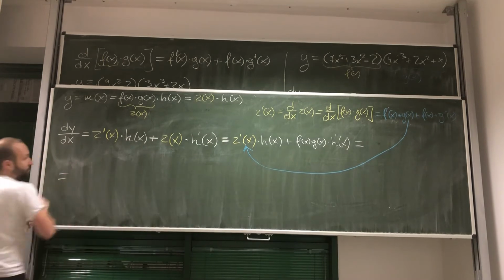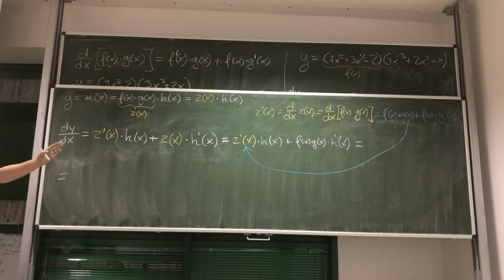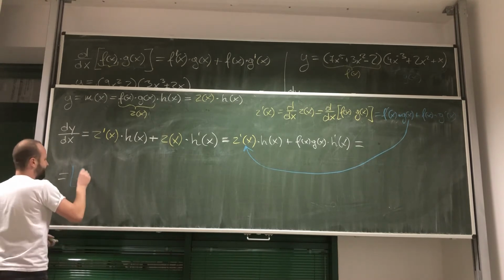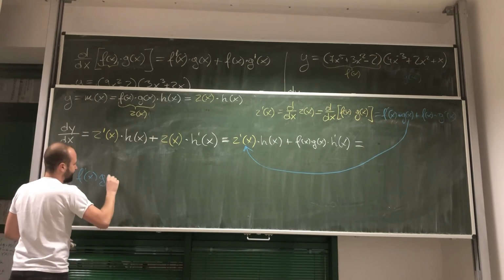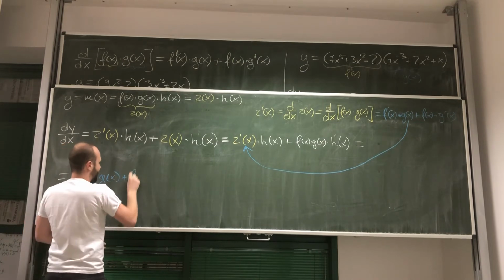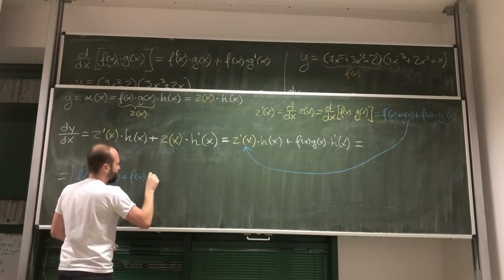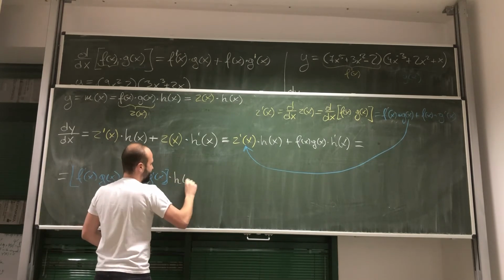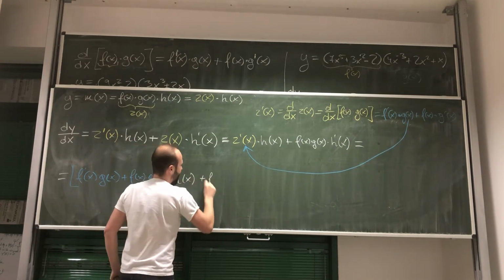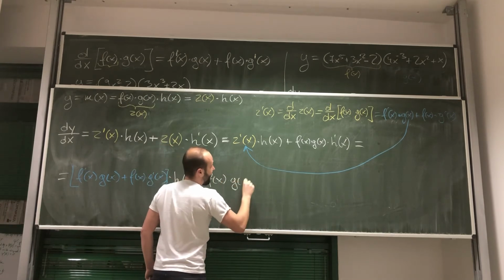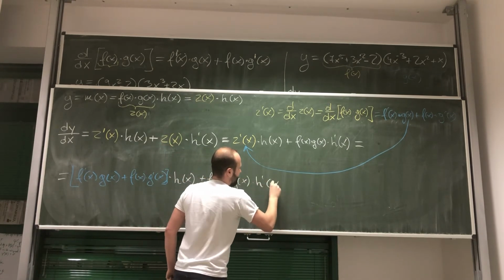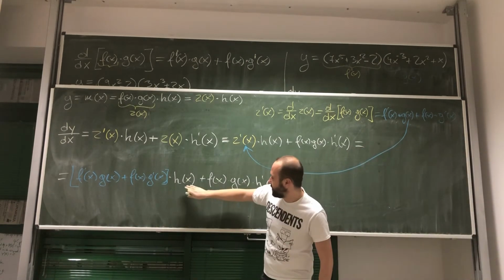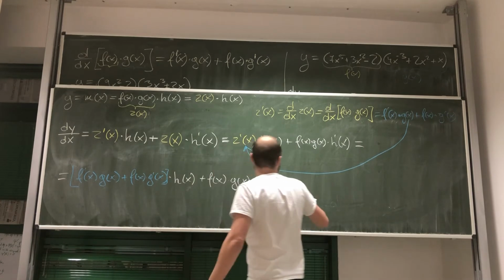Okay, so what we're going to get here is an expression that's going to look like f prime of x times g of x plus f of x times g prime of x times h of x plus f of x times g of x times h prime of x. Okay, now look, all we need to do to get the final result is to multiply everything out.